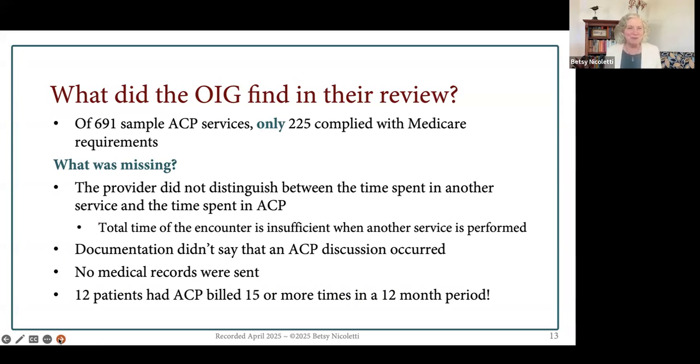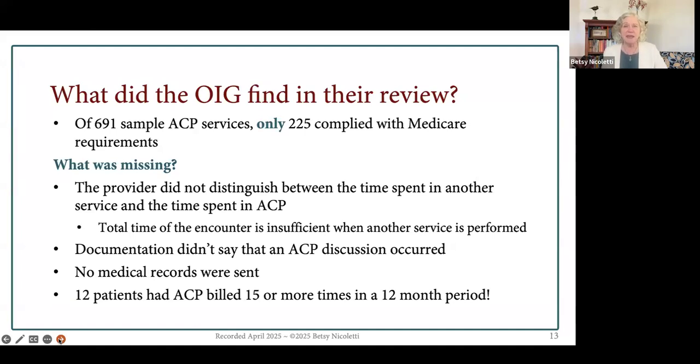So what did the OIG say was missing? The provider didn't distinguish between the time spent in another service and the time spent in ACP. They gave one example where the provider documents an office visit, collects the review of systems, documents an assessment and a plan, documents some ACP, and then says, I spent a total of 35 minutes with this patient today. But it doesn't distinguish how much of that was the office visit and how much of that was the ACP. So they did not allow that.